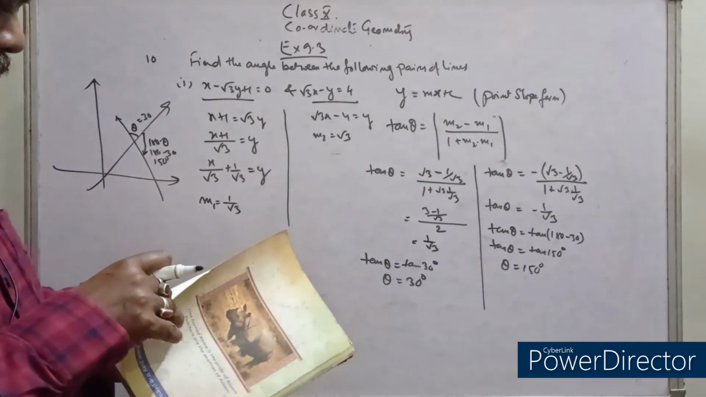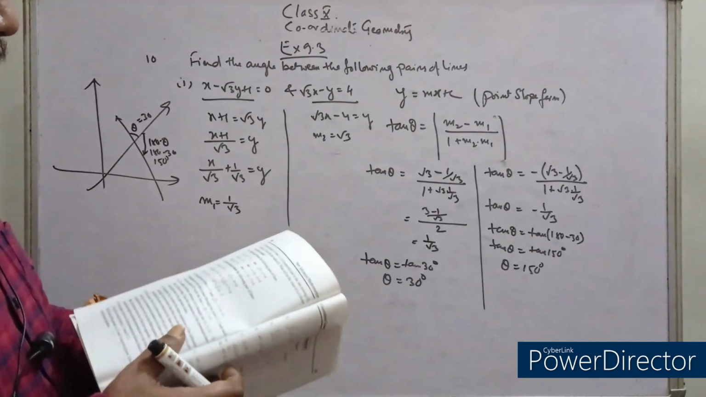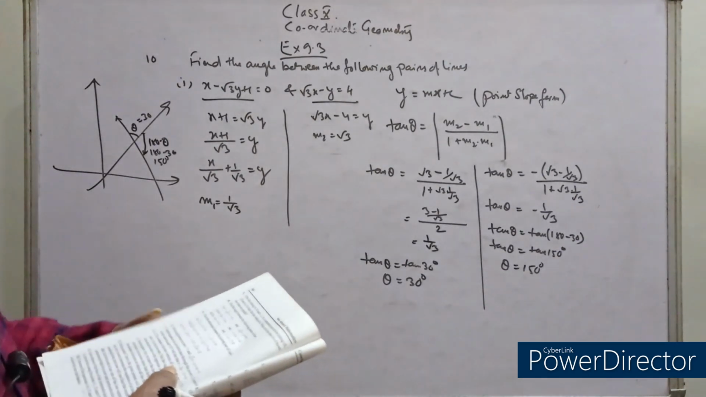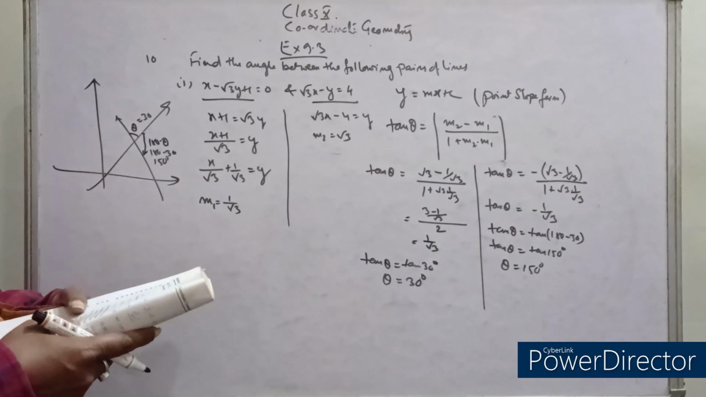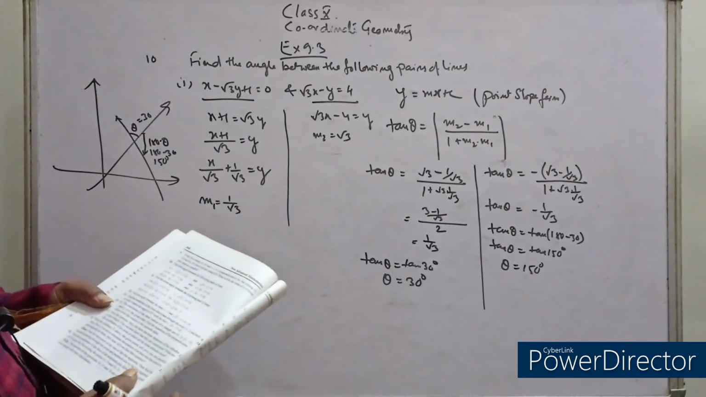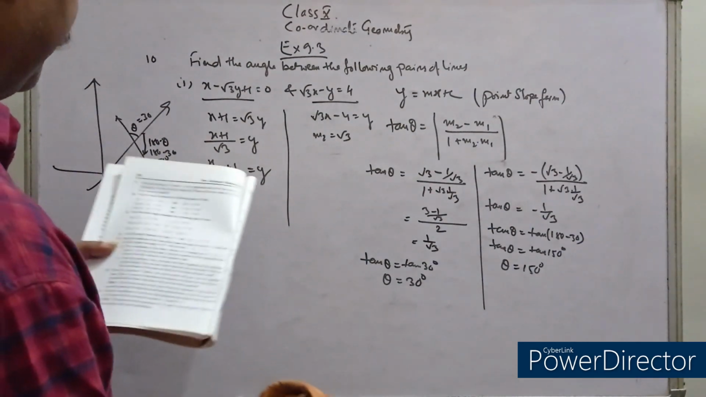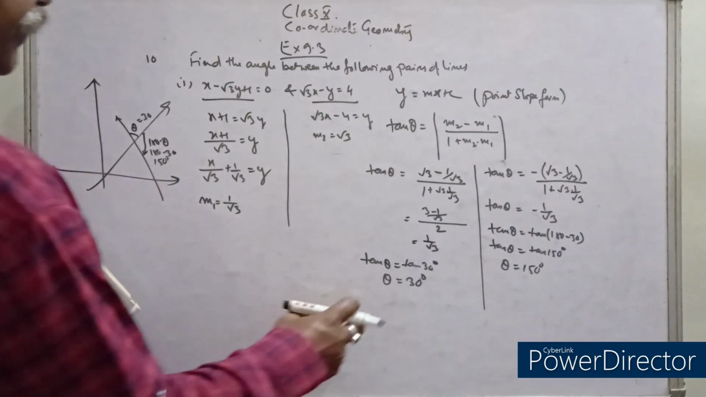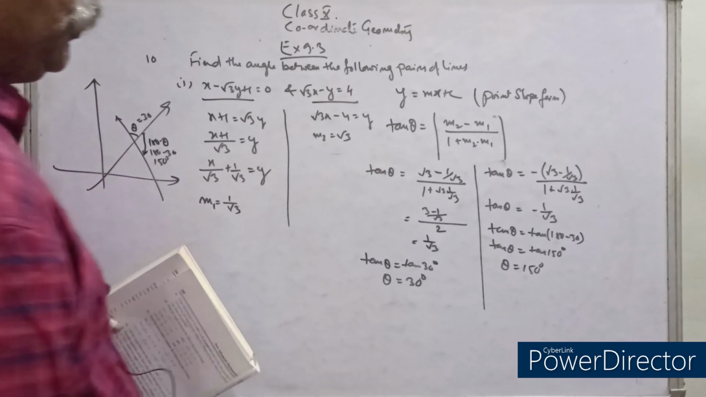Now see here, your question number 11: find the acute angle between the following pairs of lines. So here one thing, it has been mentioned in the question, that this is the acute angle and this is the obtuse angle.